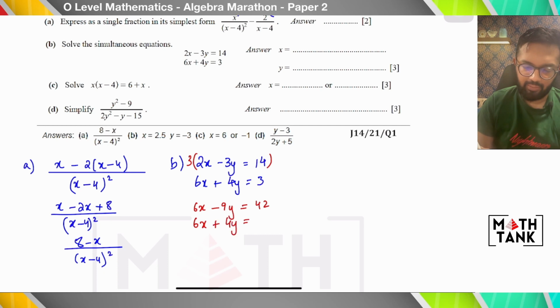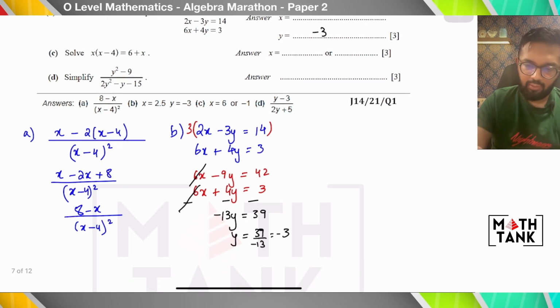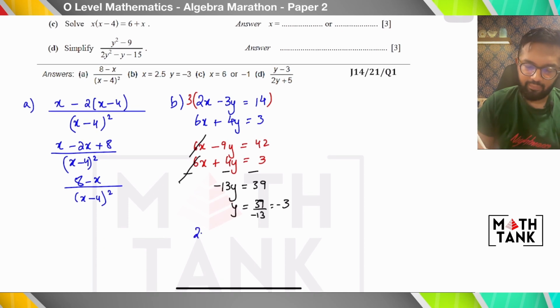6x plus 4y equals 3. I do a subtraction. y equals 39 divided by minus 13, which is minus 3. Then I use any one of the equations above. This is 2x equals 5 and x equals 5 over 2.